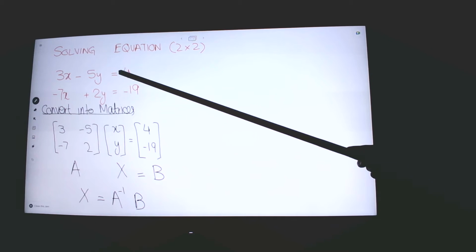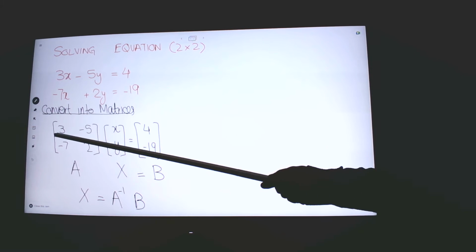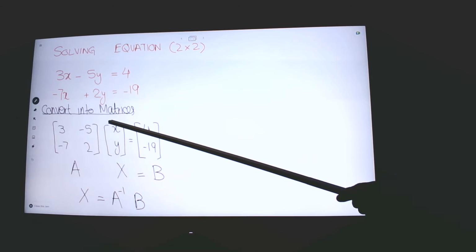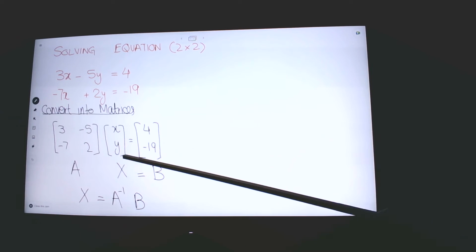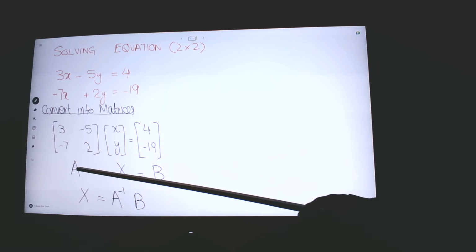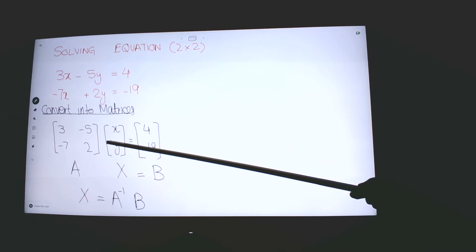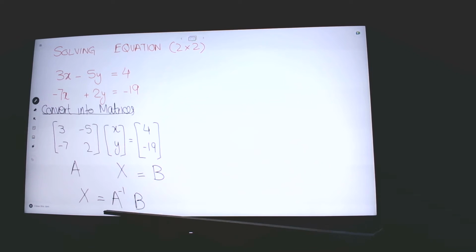And then this right-hand side I convert into a matrix as well, 4 and minus 19. Now I'm going to call the first 2 by 2 matrix matrix A, and this unknown matrix, x and y, matrix X. I need to bring this A to the other side, because when I bring A to the other side, it becomes A inverse. So X equals A inverse B.